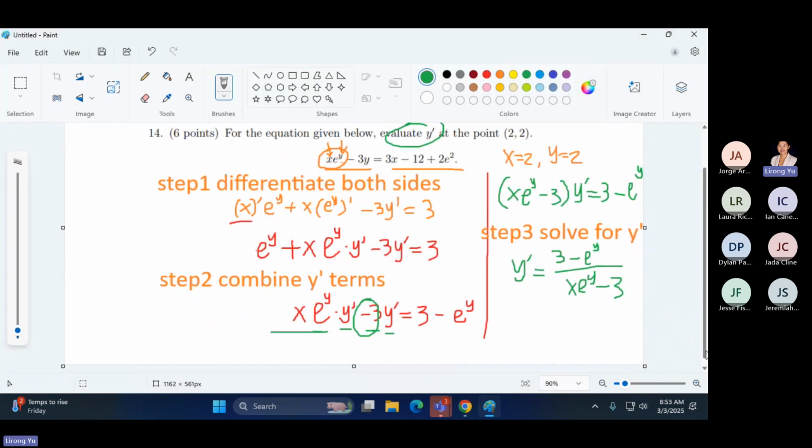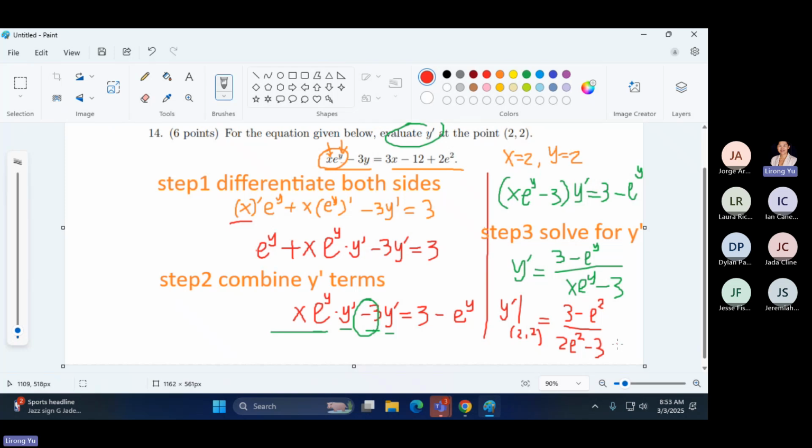All right, we're trying to find a single value when x equals 2, y equals 2. So the y prime, when x equals 2 and y equals 2, is equal to 3 minus e to the power 2 over 2e to the power 2 minus 2. So that will be the calculation. You might want to use your calculator if you want a decimal answer. But if you don't look for any simplification, I guess that's already the answer.